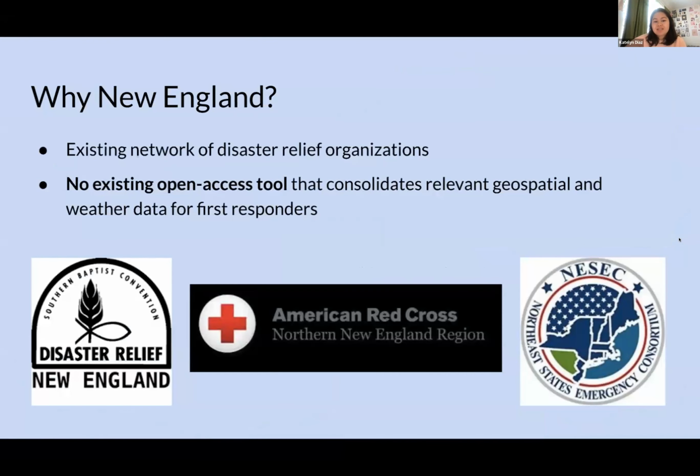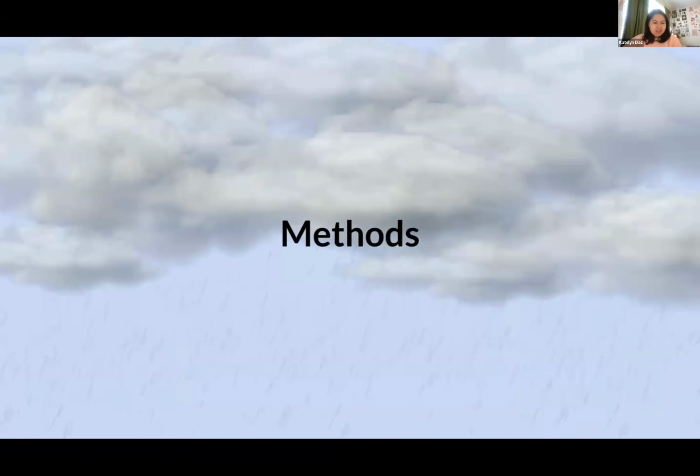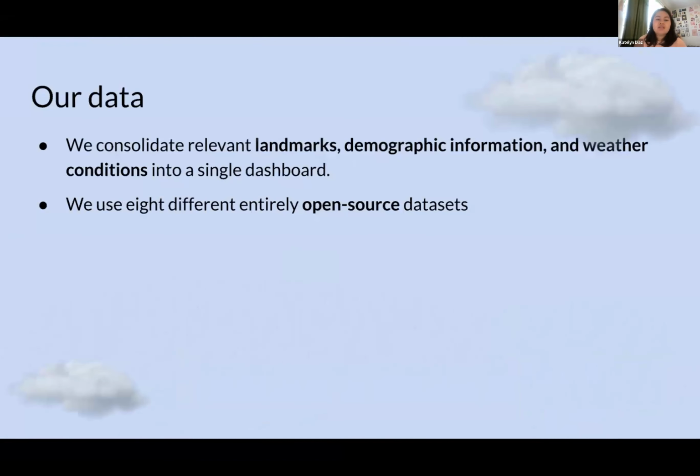Also, there's already an existing network of disaster relief organizations, but there's no existing open access tool that consolidates relevant geospatial and weather data for first responders. So our methods. Well, we consolidated relevant landmarks, demographic information, and weather conditions into a single dashboard, and we did this using 8 entirely open source data sets.